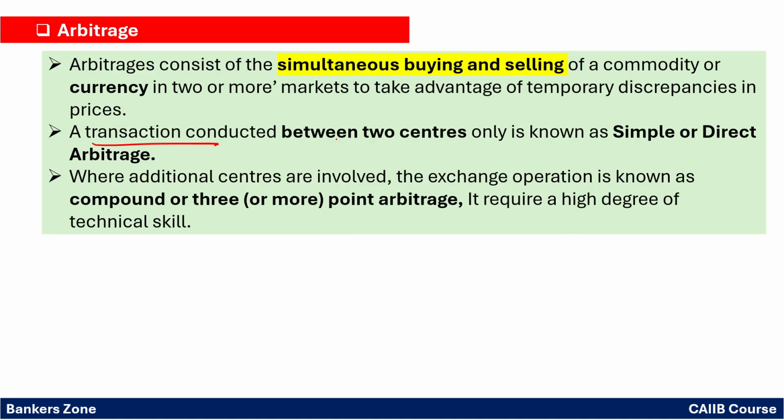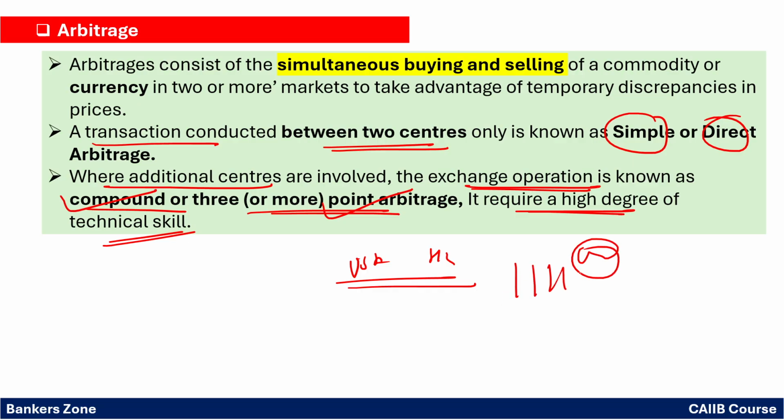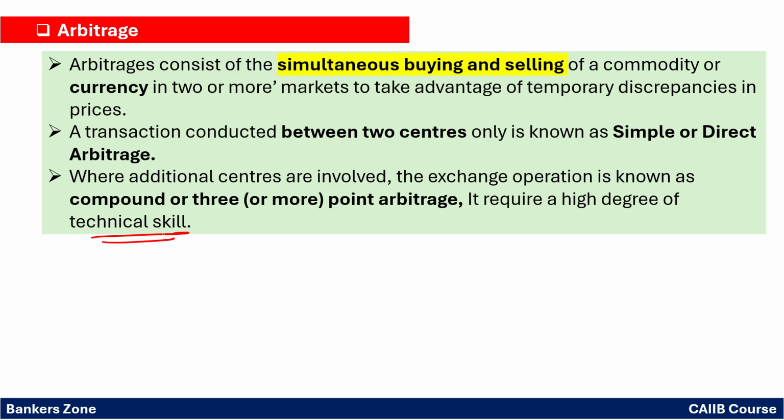A transaction between two centers is called a simple or direct arbitrage. That means only two countries are involved, say USA and Hong Kong. If you are dealing in multiple countries, it is called compound or three or more point arbitrage. When additional centers are involved, the exchange operation is called compound or three or more point arbitrage. It requires a high degree of technical skill because you have to deal with multiple markets simultaneously.